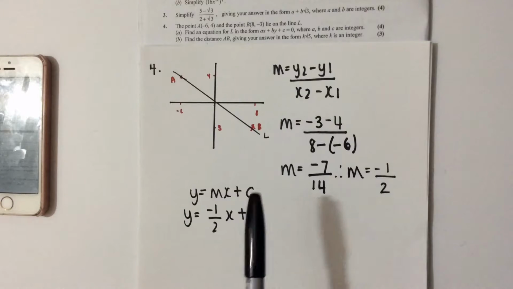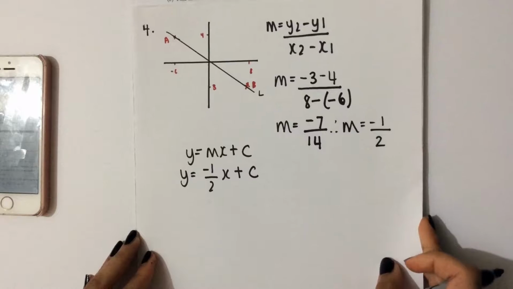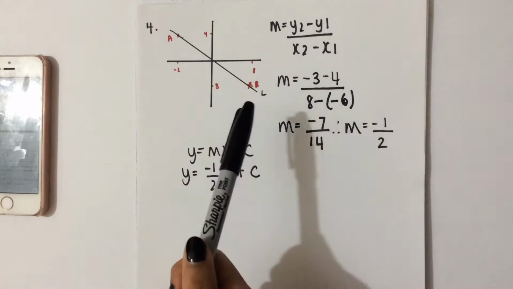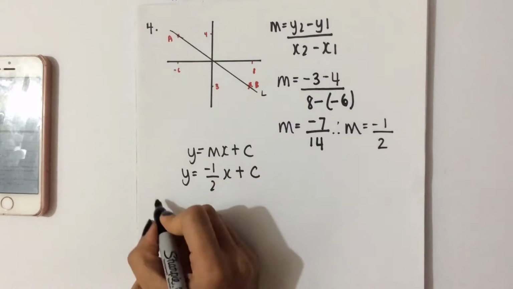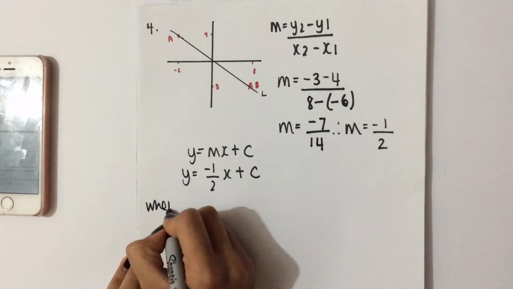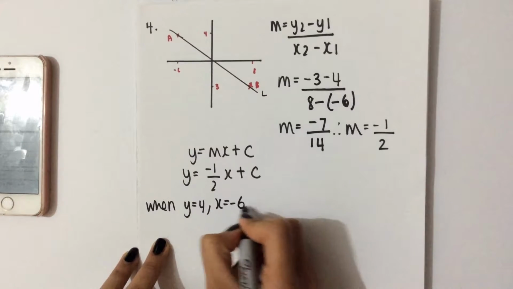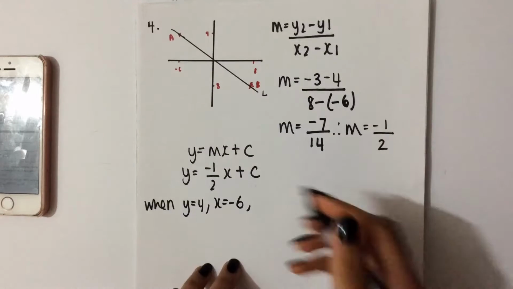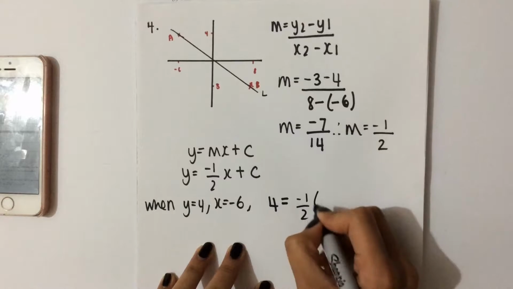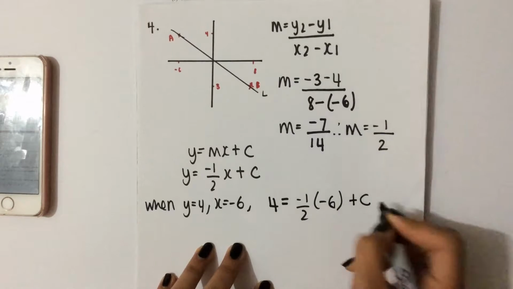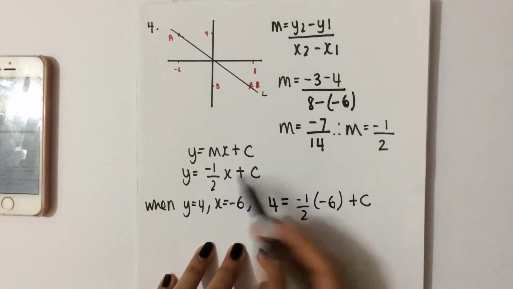And now we need to find the constant c. So to do this, we can substitute either the coordinate of A in or the coordinate of B in. You can choose any, I'm just going to choose A. So when y equals 4, x equals -6, you don't have to write that, I prefer to. So we get 4 equals -1/2 times -6 plus c. So all we've done here is substitute the y and the x coordinates into that equation.